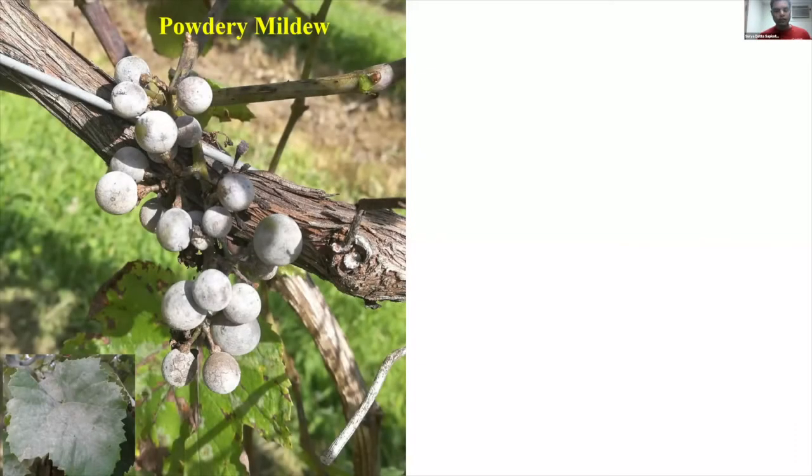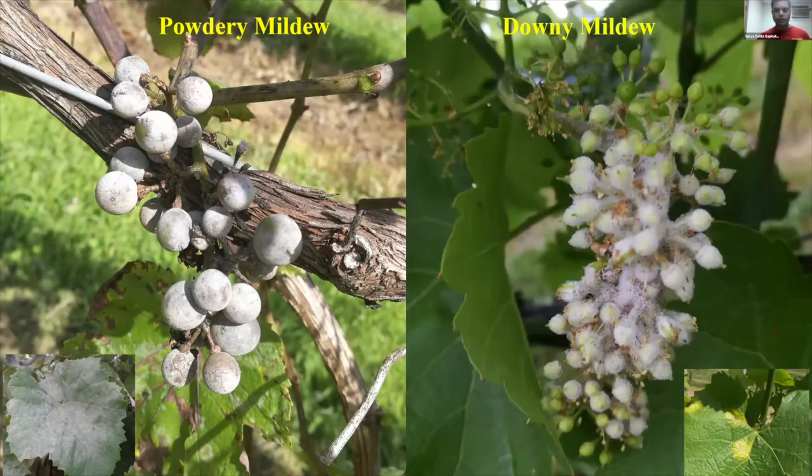So in grapes, two of the major diseases are powdery mildew and downy mildew. If you walk in the vineyard this time of the year, you can easily see some of these symptoms, and these are the major diseases in grapes.